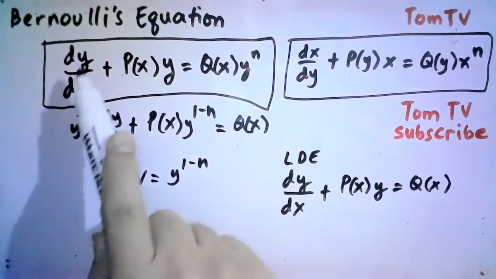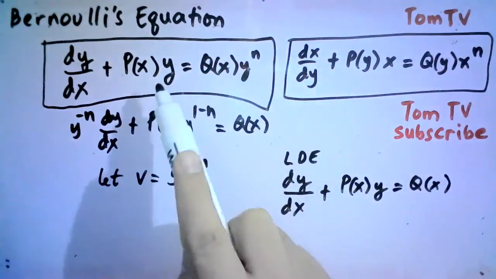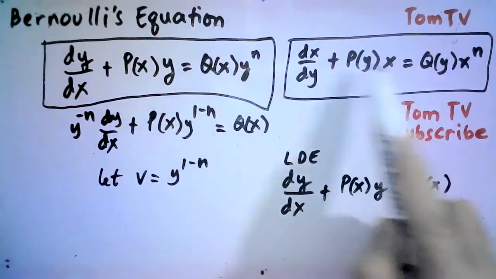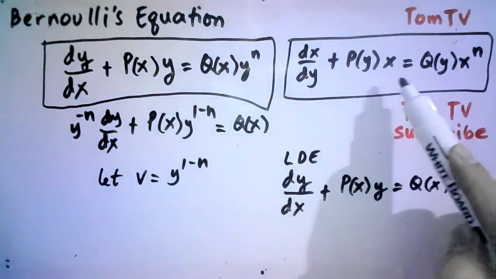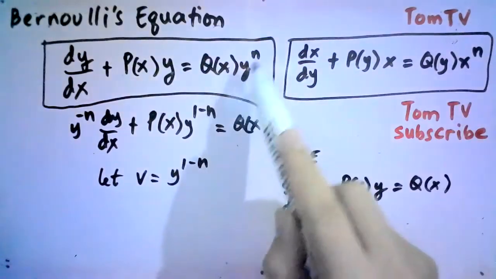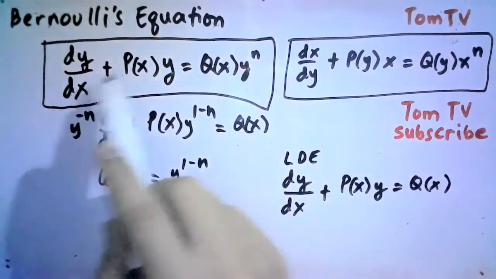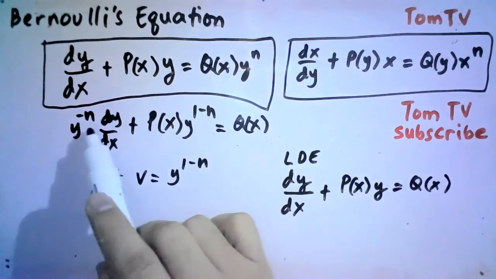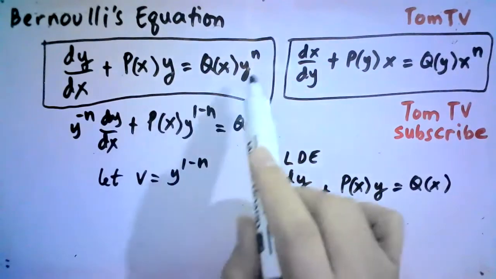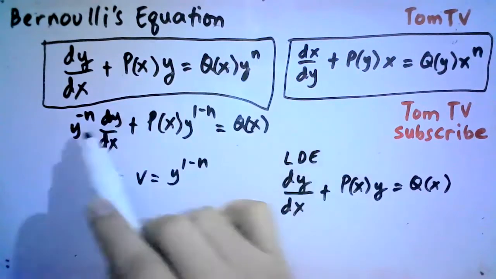Now, if we have dy over dx plus p of x times y equals q of x times y to the n, this is linear in y. If the equation is linear in x, then we will use dx over dy plus p of y times x, which is equivalent to q of y times x raised to n, so instead of y to the n, you have x to the n. When we solve Bernoulli's equation, we multiply by y raised to negative n. In other words, whatever the exponent of y is, you multiply by its reciprocal.